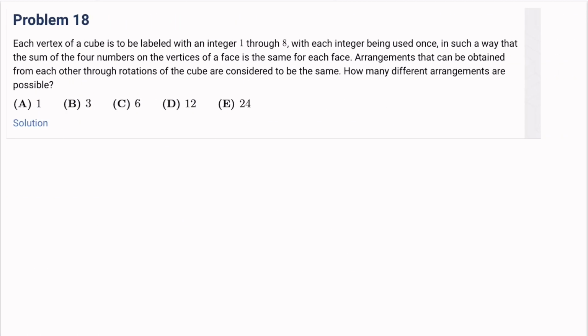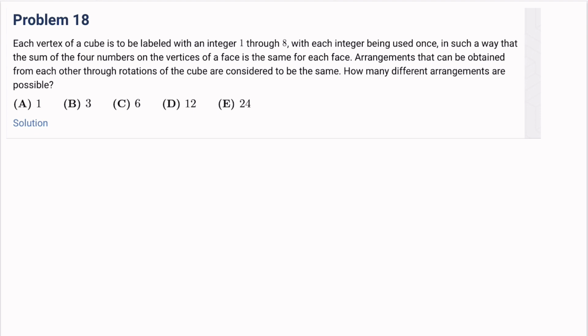Number 18. Each vertex of a cube is to be labeled with an integer 1 through 8, with each integer being used once, in such a way that the sum of the 4 numbers on the vertices of a face is the same for each face. And arrangements that can be obtained from each other through rotations of the cube are considered to be the same. How many different arrangements are possible?